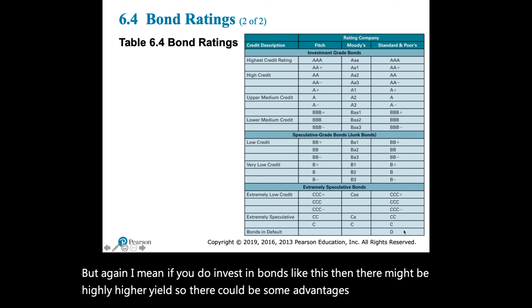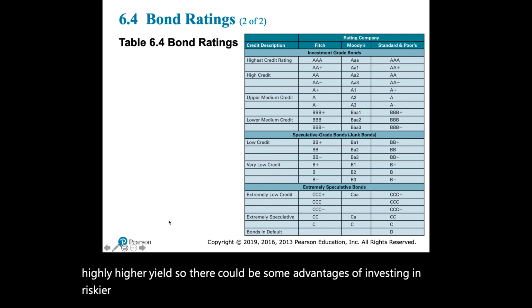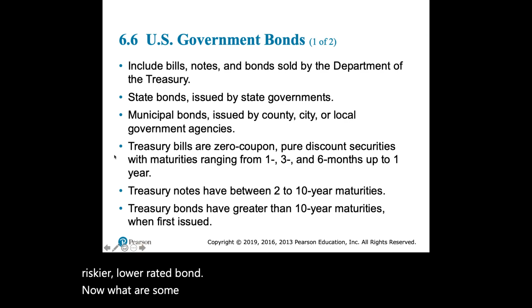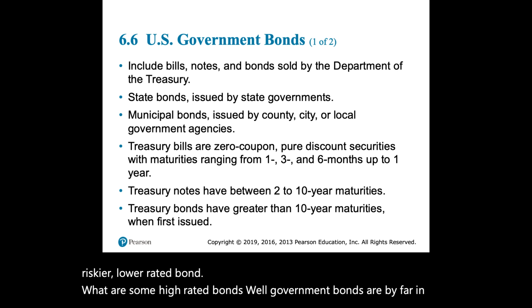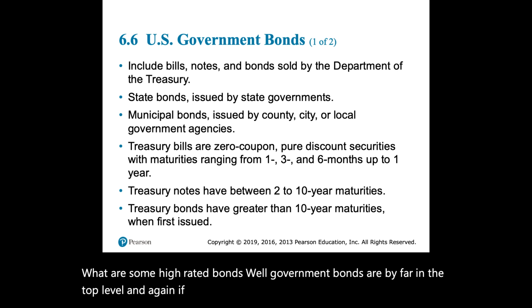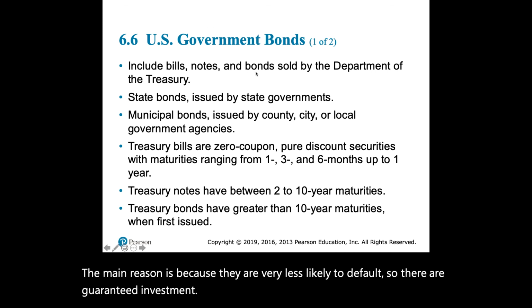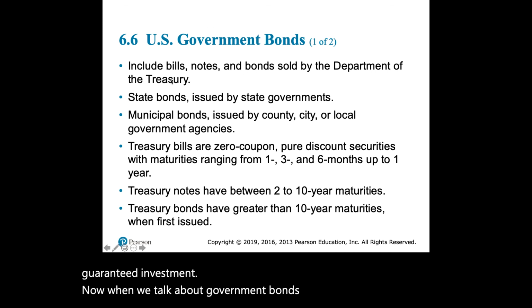Now, what are some high-rated bonds? Well, government bonds are by far in the top level. And again, if we recall, the main reason is because they're very less likely to default. Okay, so they're a guaranteed investment. Now, when we talk about government bonds, they're always called Treasury, either bills, notes, or bonds. Okay, and really the difference is the length of time of the investment.